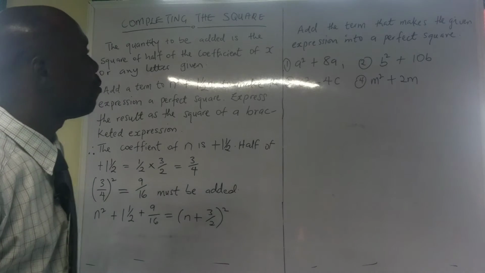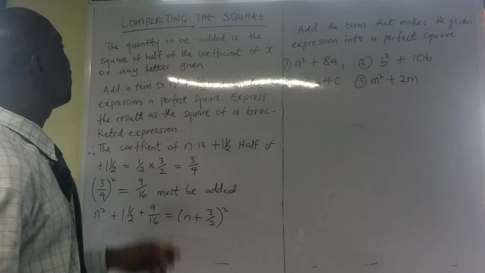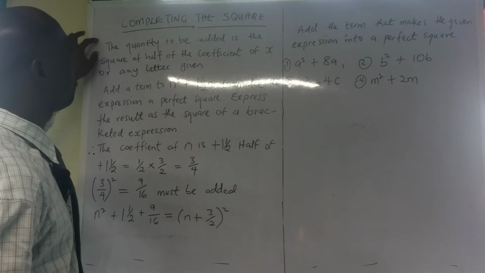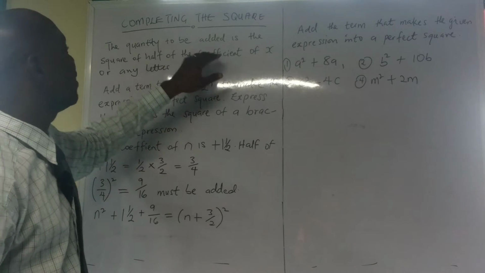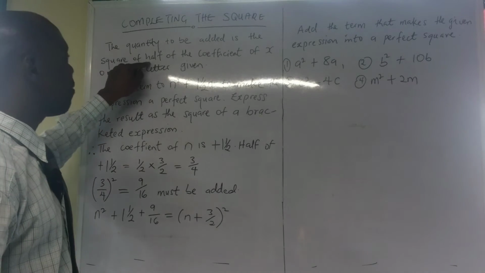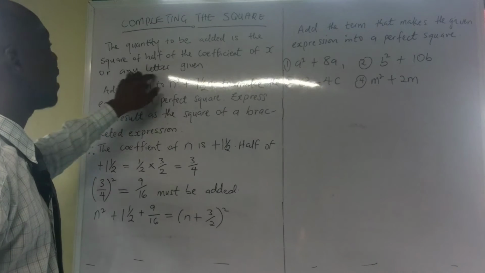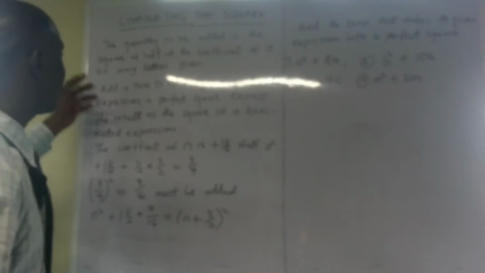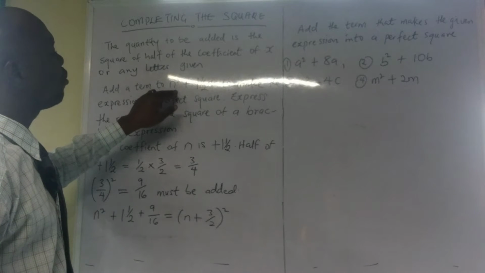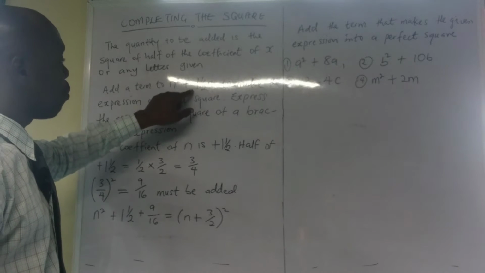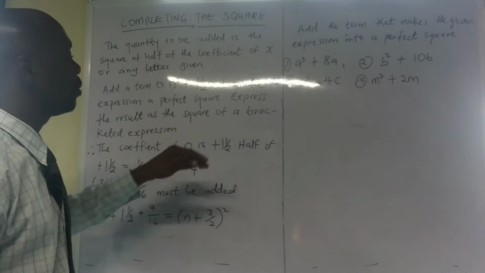Today's topic, we're dealing with completing the square. What we have on our chalkboard, we said the quantity to be added is the square of the half of the coefficient of x or any letter given. For instance, add a term to n^2 + 1 1/2 n to make the expression a perfect square.